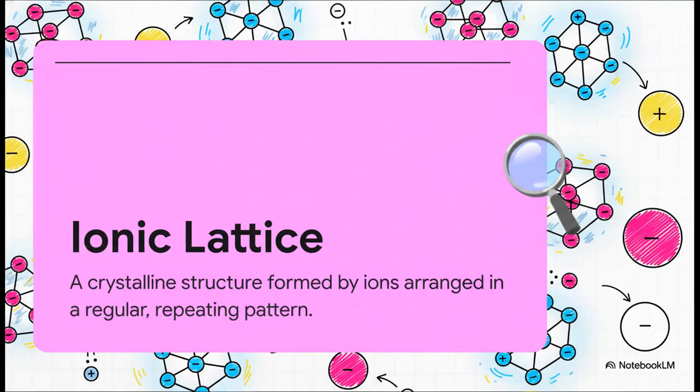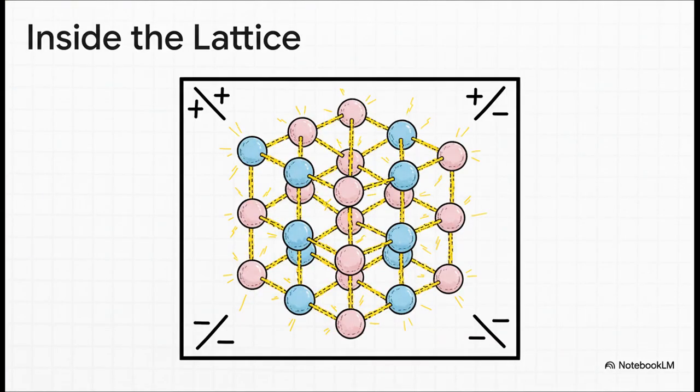Yeah, they don't just form some messy clump. Nope. They build a highly organized three-dimensional structure called an ionic lattice. The best way to think about it is like a perfect, repeating checkerboard of positive and negative ions stretching out in every direction. So inside this crystal fortress, every positive sodium ion is completely surrounded by negative chloride ions, and every negative ion is totally surrounded by positive ones.